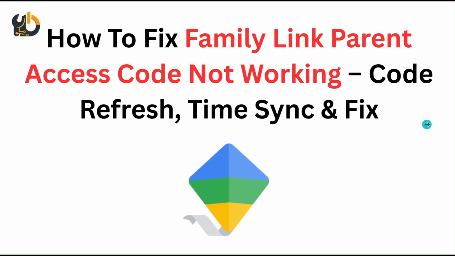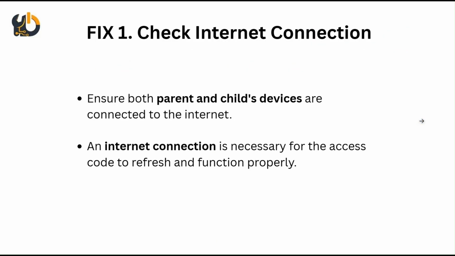In this video, we are going to talk about how to fix Family Link parent access code not working, code refresh, time sync, and fix. Fix 1. Check internet connection. You just have to ensure that both the parent's and child's devices are connected to the internet, and internet connection is necessary for the access code to refresh and function properly.